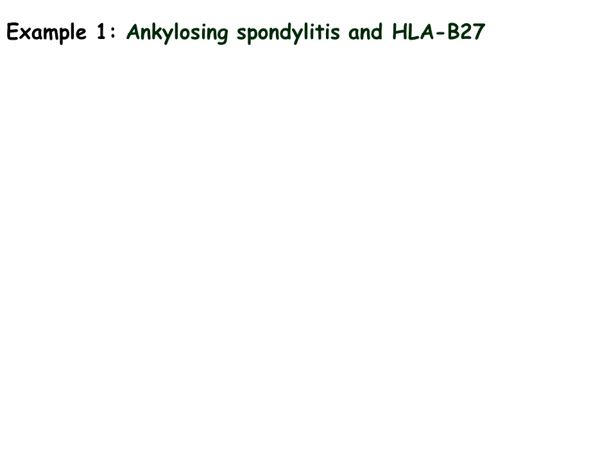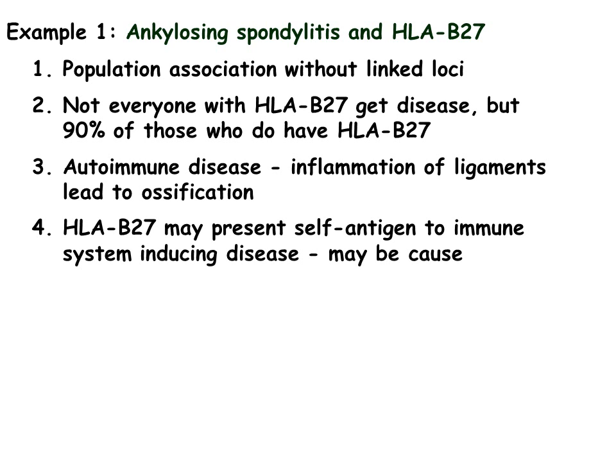An example of this is ankylosing spondylitis and the HLA protein B27. Now, I don't know how many of you are familiar with HLA, but it stands for human leukocyte antigens, and it has to do with the immune system, and it is proteins that mediate graft rejection. Well, anyway, that's not their true function. This association with ankylosing spondylitis and HLA-B27 is a population association without being a linked loci, because not everyone with HLA-B27 gets the disease, but 90% of those who do have HLA-B27.